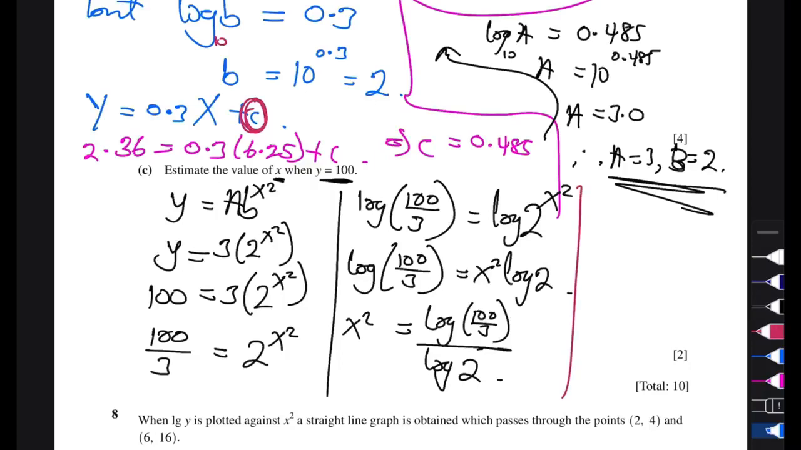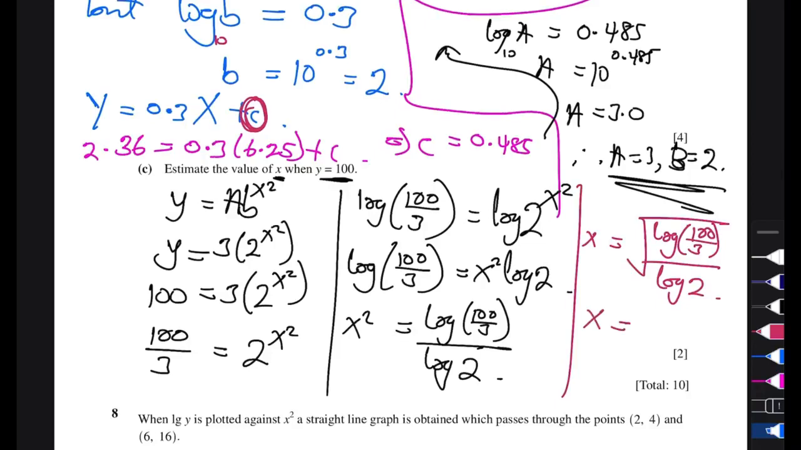Now the next thing that you want to do is to take the square root of that. So you have x is equal to the square root of log 100 over 3 all over log 2. So let's put that whole thing on the calculator and then see the value of x.